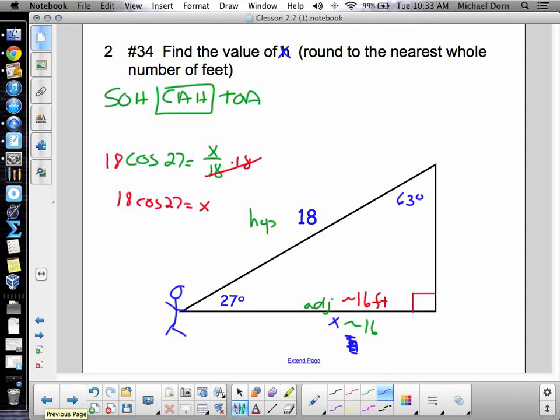What I haven't done is found that third side yet. And I could find that third side. I'd probably just do another trig for that. I would do sine of 27 equals this side, we'll call it y, over 18. And then 18 times sine 27 equals y, because y is opposite over hypotenuse, you need that opposite. So 18 sine 27 gives me about 8.2. And I've solved that triangle.